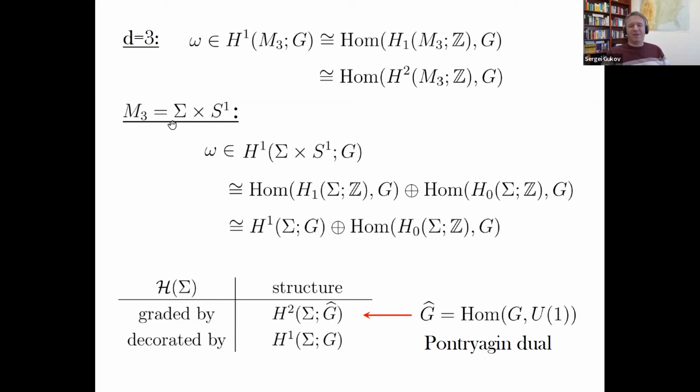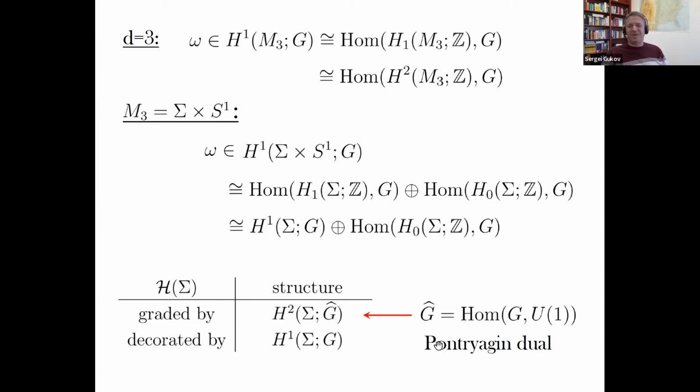But then, by doing a simple computation based basically on the Künneth theorem and the relation between homology and cohomology, you want to express the term of H1 of sigma cross S1 coming from the circle as Hom of something into U1, such that when we take the graded trace over the Hilbert space, that something becomes the additional grading. And if you go through this extremely simple calculation, you find that the something is nothing but H upper 2 of sigma with coefficients not in G, but rather in the Pontryagin dual.